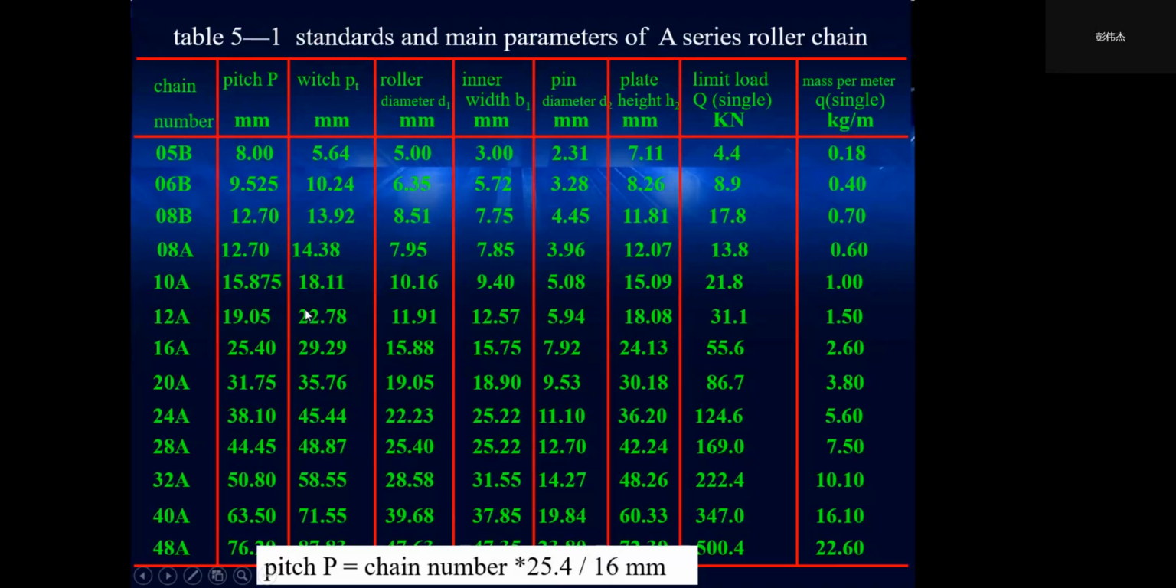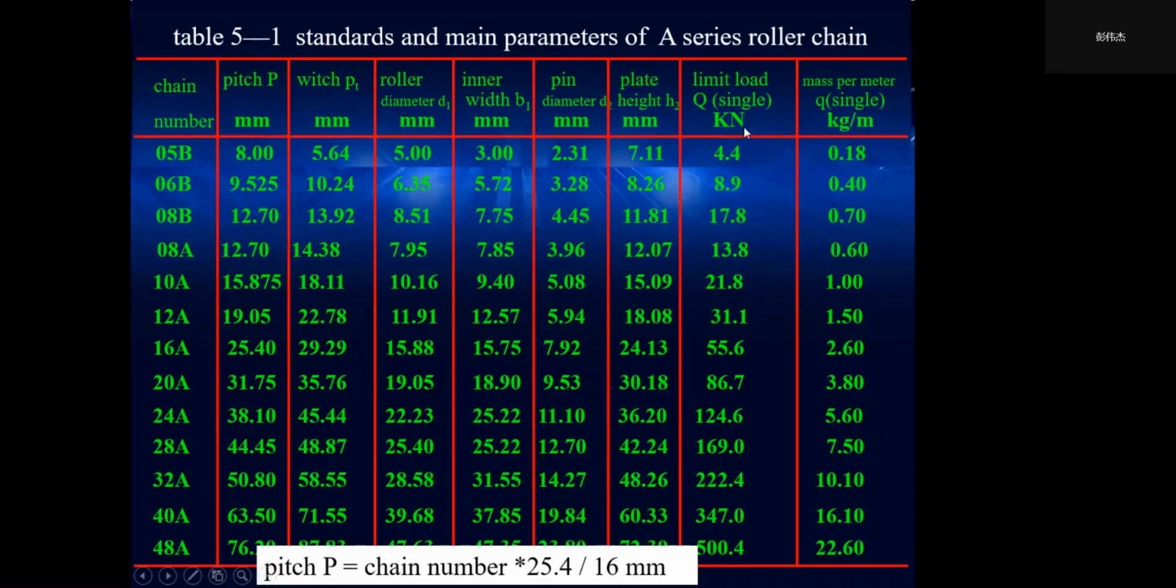And this is the pitch P, the roller diameter d1, inner width b1, pin diameter d2, and plate height. So the parameters of the chain are standard.